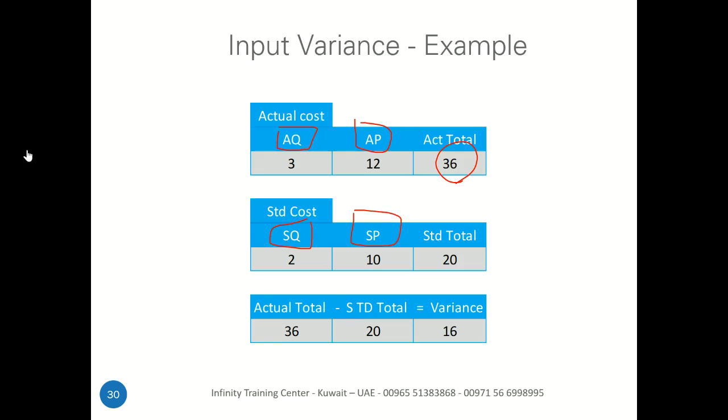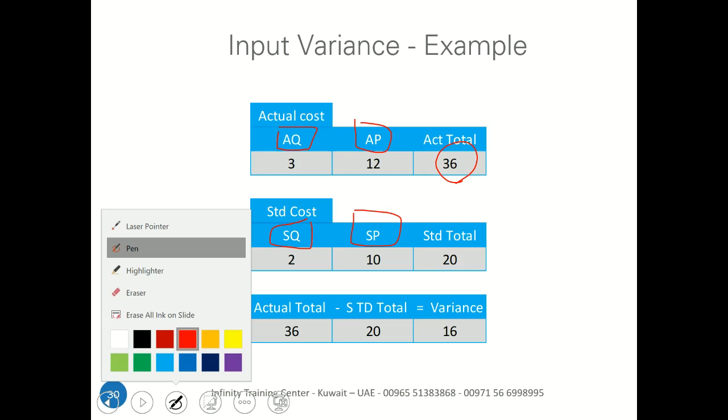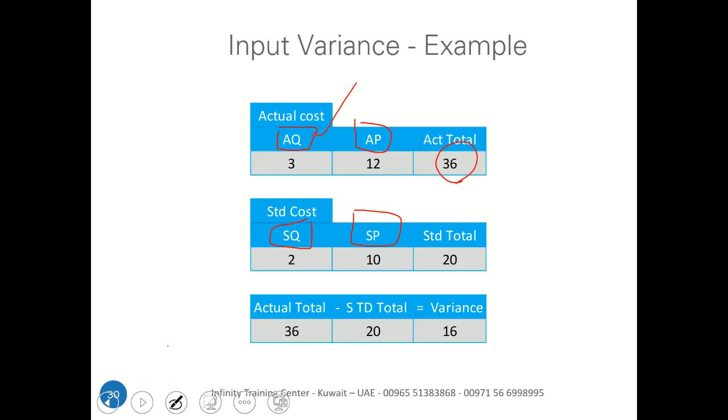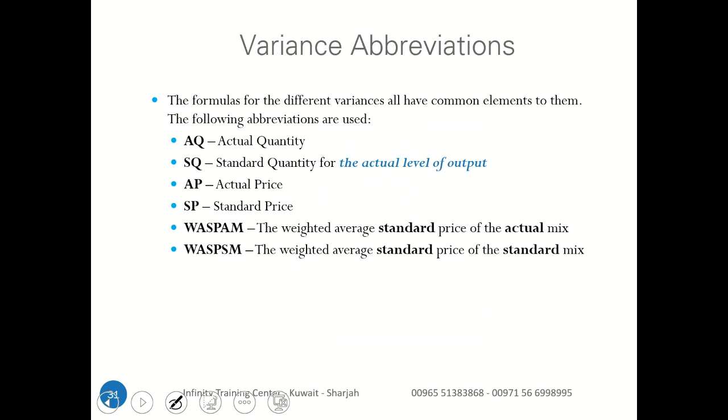So these are the factors we have to consider while calculating the variances. We have to consider the actual quantity, then the actual price, what we are paying, and the standard quantity and the standard price. These are the values we need in order to calculate the variances. So these abbreviations we have to use to calculate the variances.